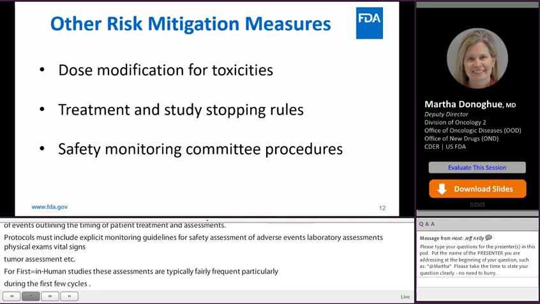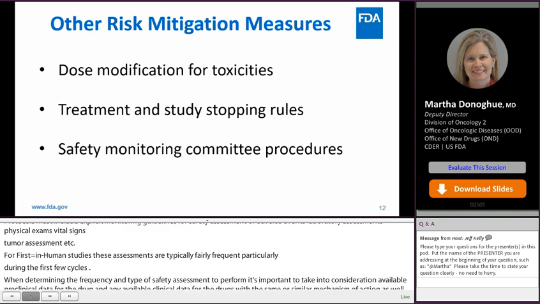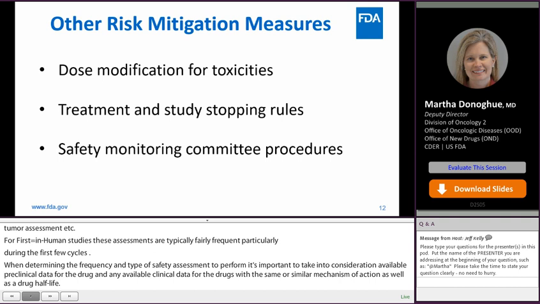Aside from safety monitoring, other important risk mitigation measures are needed in protocols for first-in-human trials, such as detailed instructions regarding dose modification for toxicities, including when to hold the drug, when to reinitiate the drug, whether the dose should be reduced upon reintroduction, and when to permanently discontinue the drug in patients.